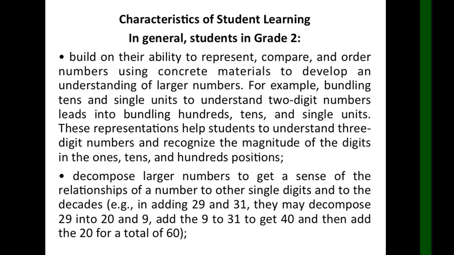They compose larger numbers to get a sense of the relationships of a number to another single digit and to the decades. Example, in adding 29 and 31, they may decompose 29 into 20 and 9, add 9 to 31 to get 40, and then add the 20 to the total of 60.